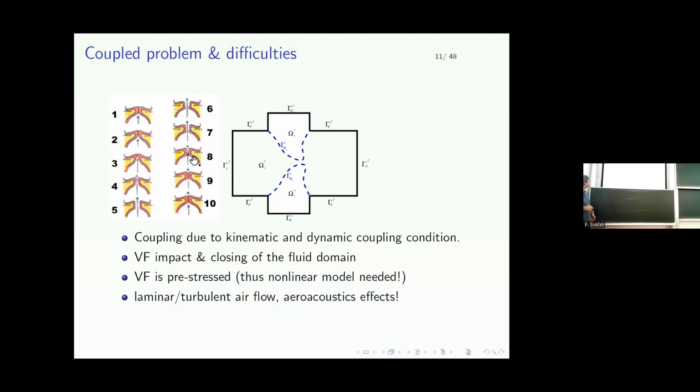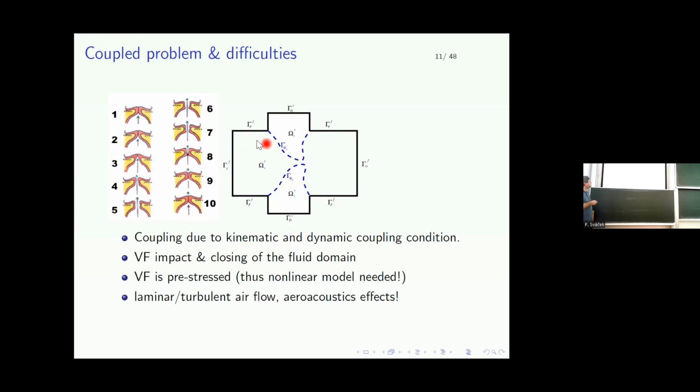even, 6 of 10 or 5 of 10 positions are closed. The vocal folds are closed. So in almost 50% of the computations, the vocal folds are closed. What does it mean? Okay, here is a sketch of the computational domain in 2D, because in 3D it's hard to imagine what is happening there.